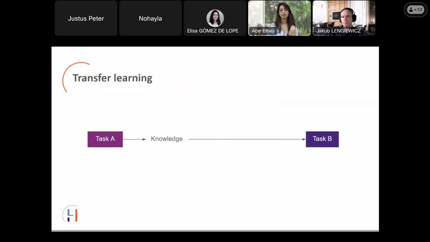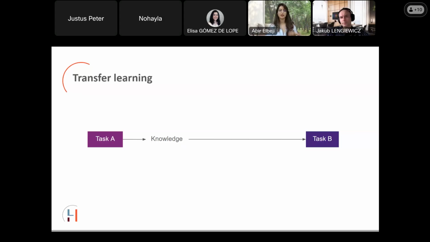And this AI domain is used actually when we lack, for example, or we have a very limited sample size. So we use transfer learning. What is it exactly? It's, as its name says, transferring the knowledge of a learned task, task A, to a task B.